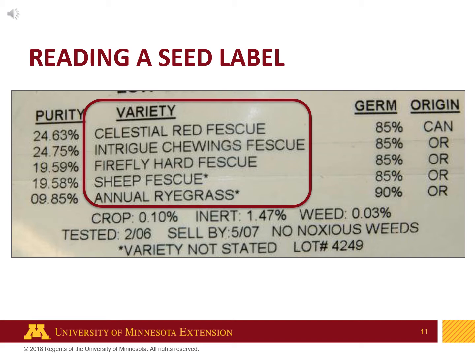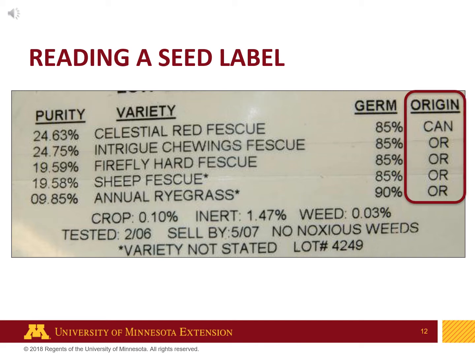The name of each variety that is in the bag is also listed. It is important to purchase seed that has named varieties. It is important to avoid seed mixtures that say variety not stated, or VNS. In this example, the last two grasses listed, sheep fescue and annual ryegrass, are VNS.